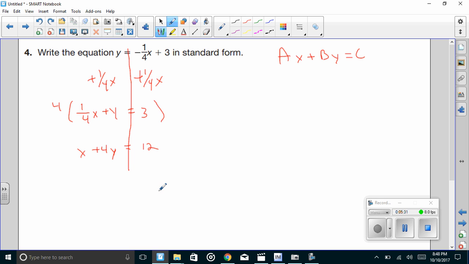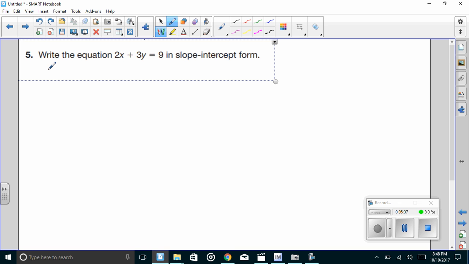All right, now that one was going from slope intercept to standard. Now we're going to go from standard to slope intercept. So it says write the equation 2x plus 3y equals 9 in slope intercept form. Okay, so that looks like this, y equals mx plus b. And we want to get the y by itself. And right now it's not. We've got 2x plus 3y.